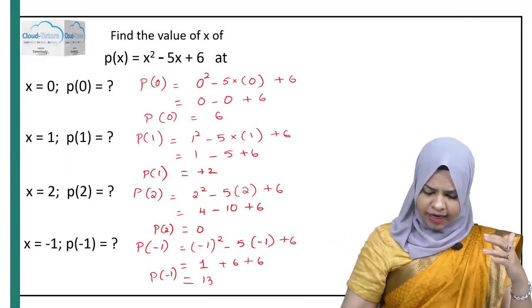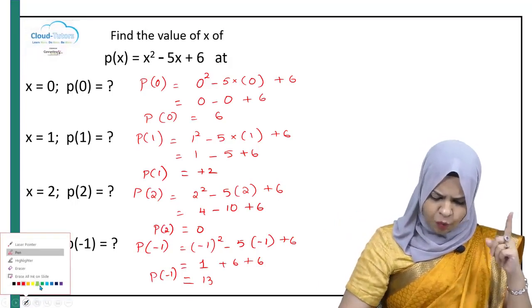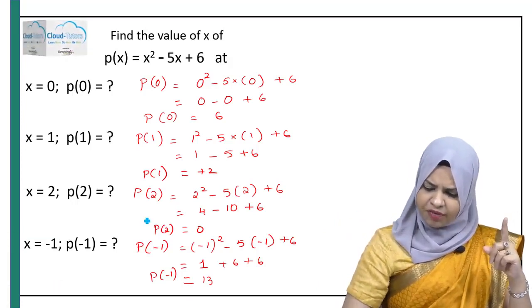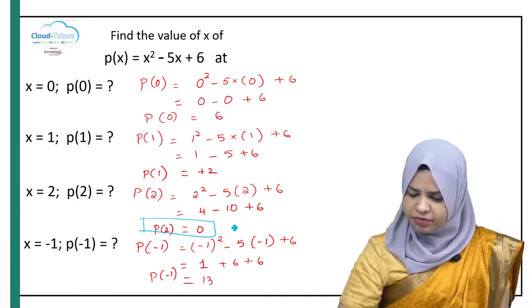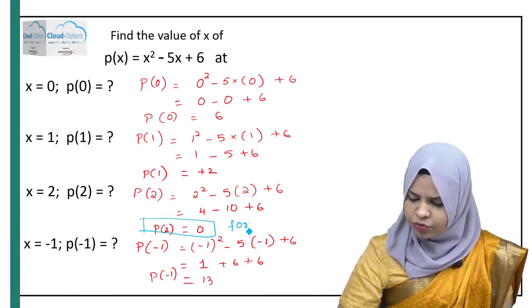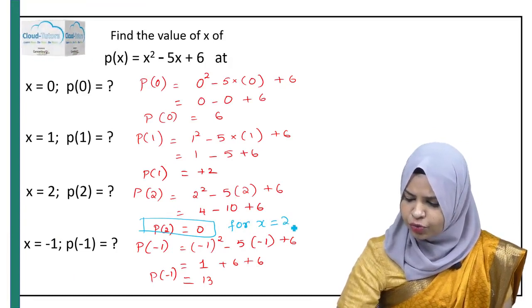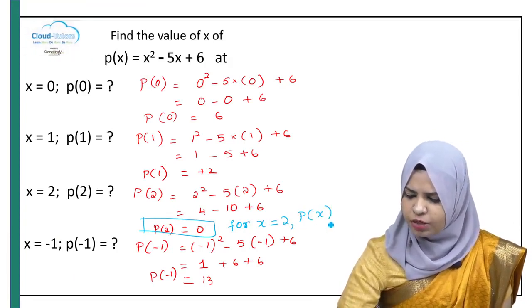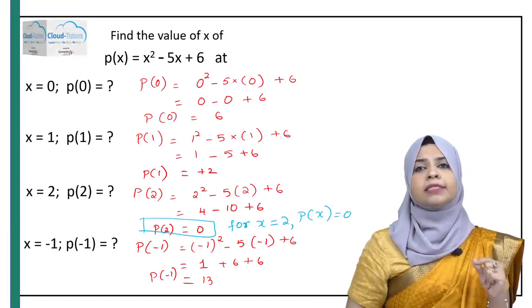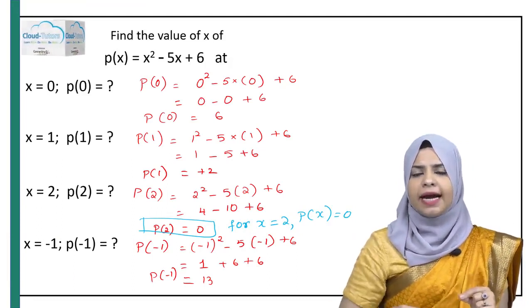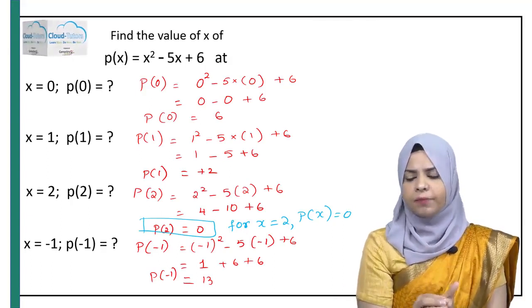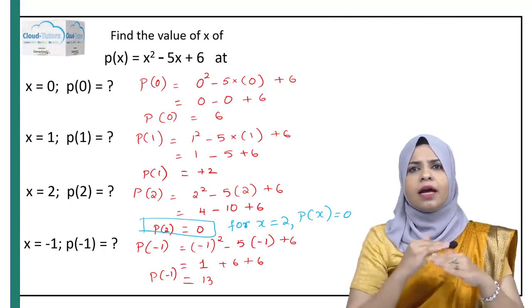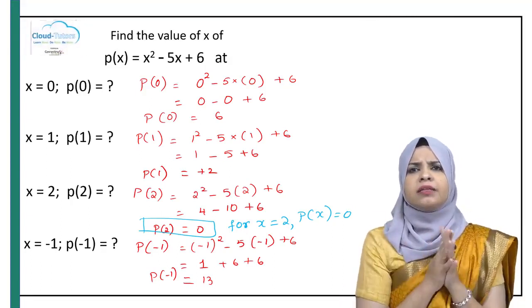Now, as you all can observe, for one of the expressions, P of x, that is P of 2, is 0. That means for x equal to 2, P of x is equal to 0. What does this mean? That means that it is a factor. It is one of the factors. Now when I say factors, what does it mean?